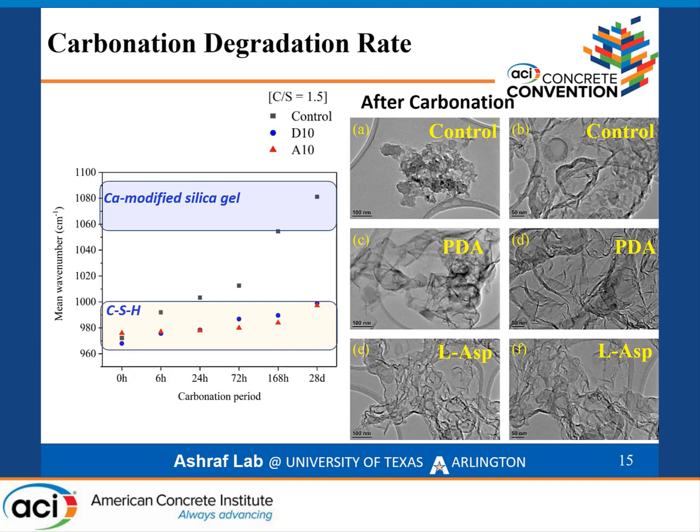TEM images, so from the control batch, we could identify the formation of silica gel, as you can see here, almost like a spherical deposition with denser periphery. In case of our polydopamine and L-Aspartic batch, there wasn't any change because again, the degradation didn't happen.